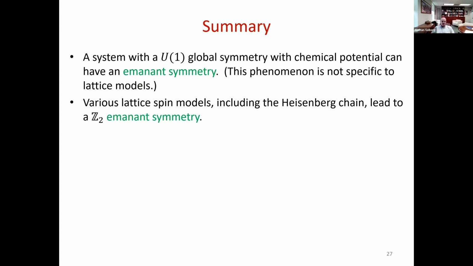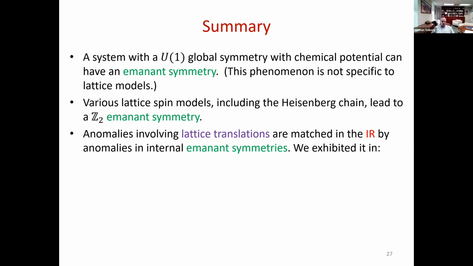We also discussed various spin systems, like the Heisenberg chain, and they lead to a Z2 emanant symmetry, which again starts its life as lattice translation, and becomes in the continuum an emanant internal symmetry, and there are various anomalies associated with it. So the anomalies involving lattice translations are matched in the infrared by anomalies in internal emanant symmetries. And we exhibited that in some examples. I did not discuss others. In the papers, we discuss others.